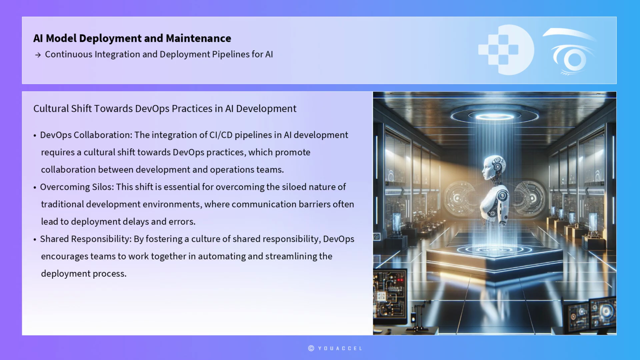The integration of CI/CD pipelines in AI development also requires a cultural shift towards DevOps practices, which promote collaboration between development and operations teams. This shift is essential for overcoming the siloed nature of traditional development environments, where communication barriers often lead to deployment delays and errors. By fostering a culture of shared responsibility, DevOps encourages teams to work together in automating and streamlining the deployment process, ultimately leading to faster and more reliable AI deliveries.